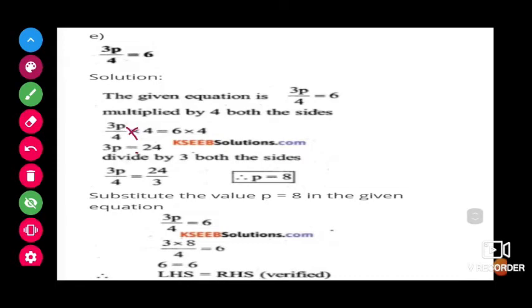Now I multiply by 4, and the same 4 I have to multiply on this side also. So 3p by 4 into 4, and 6 into 4. Now the 4 will get cancelled. 3p equals 6 fours are 24. Now I want to remove that 3 in 3p. Multiplication by 3, I have to divide by 3. So 3 ones are 3, 3 eights are 24. The remaining p equals 8 is the answer. That's it.